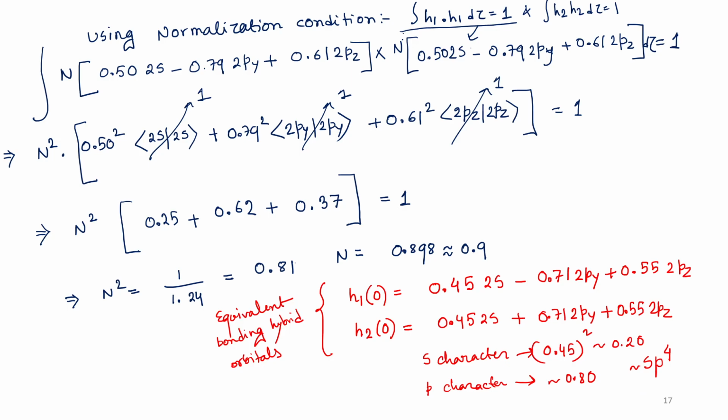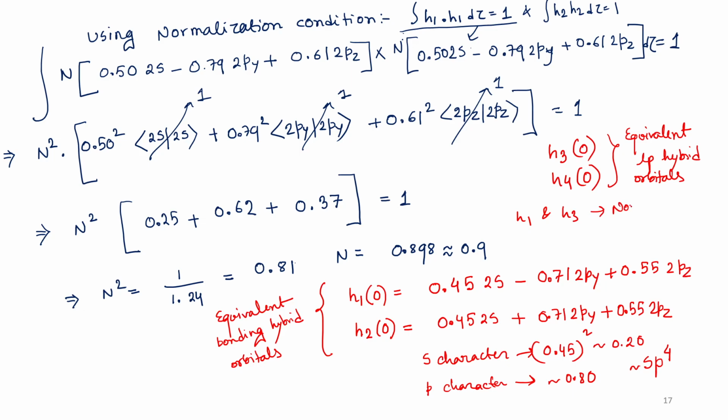These H1 and H2 are hybrid orbitals that will go for the bonding case, but you are still going to have something as H3 on oxygen and H4 on oxygen, which are equivalent to each other, equivalent lone pair hybrid orbitals. And if you take H1 and H3, these are a non-equivalent pair, right? Equivalent, I should write equivalent pair. Yeah, non-equivalent pairs.